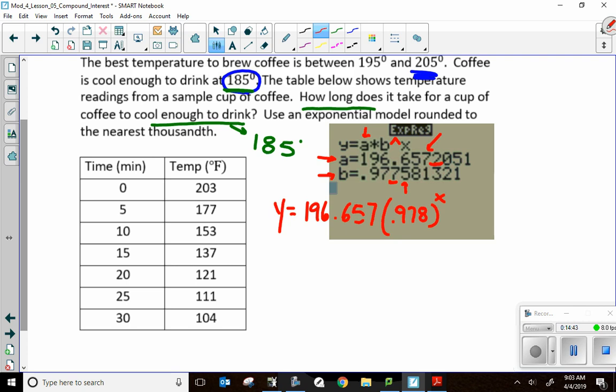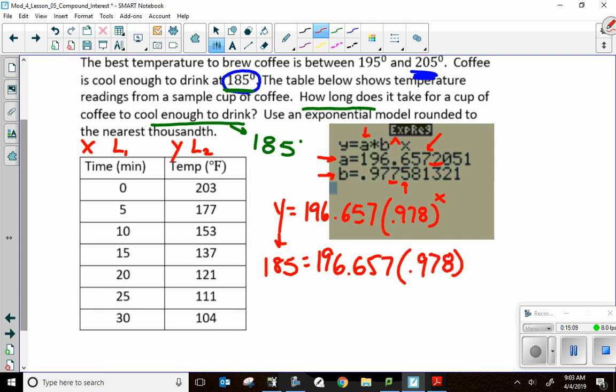All right? They want to know when this will be 185 degrees. 185. Okay? Because isn't L2 our output? It's our y. L1 is our input. That's like our x. This is our y. So 185 equals 196.657 times 0.978 to the x. Again, this is the same thing we had with the flies. We haven't used log yet to solve these things. Okay, so I'm going to put this into y1, and I'm going to put this into y2.